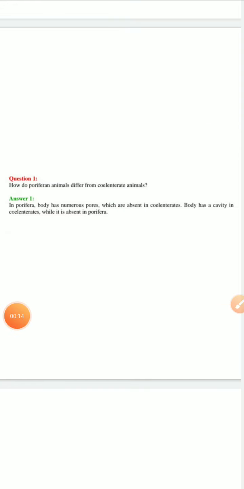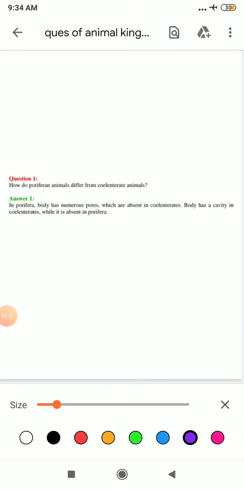In this, we will discuss some of the questions related to the topic Kingdom Animalia. Okay, so I hope that you all are ready. Students, my first question is, how do Porifera animals differ from Cnidaria animals?